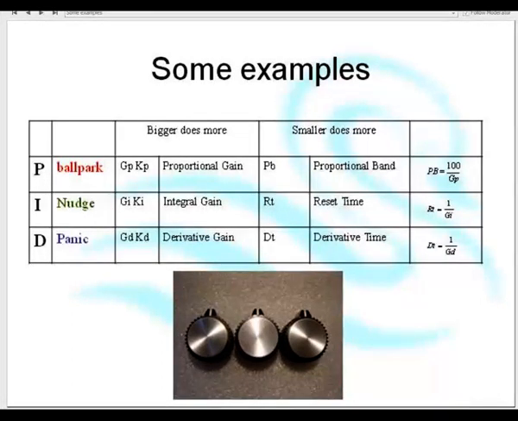The sort of equations that PLCs use: proportional gain, reset time, and derivative time. The equations that we're going to be using will calculate proportional gain, reset time, and derivative time. If your PLC uses an integral gain or a derivative gain or proportional band, you have to do the conversion.